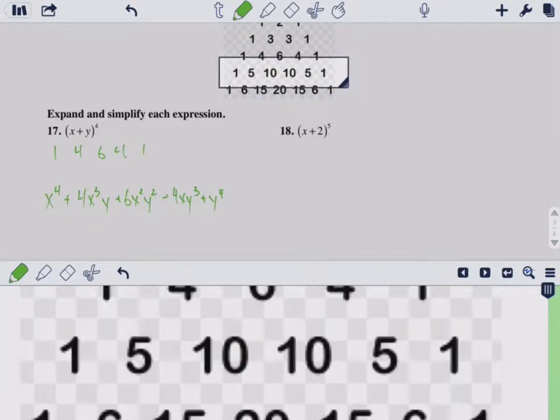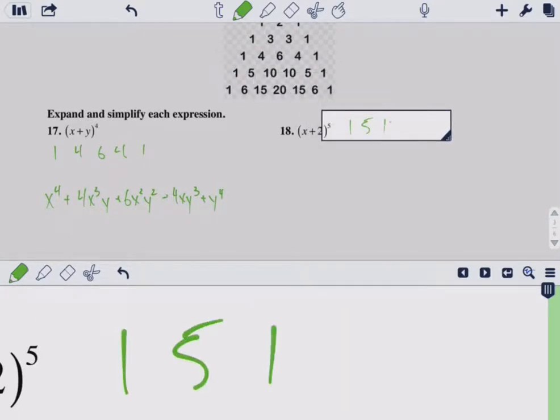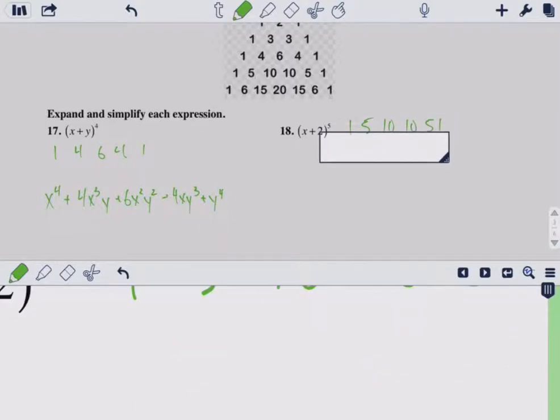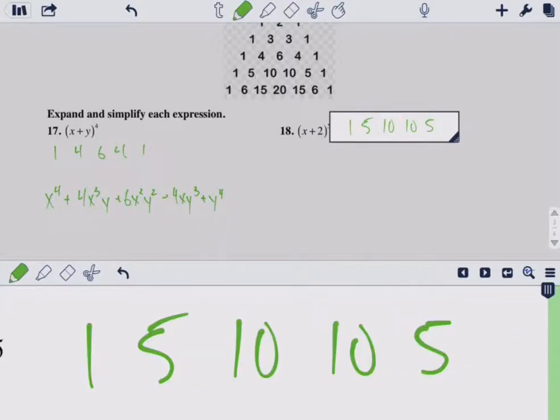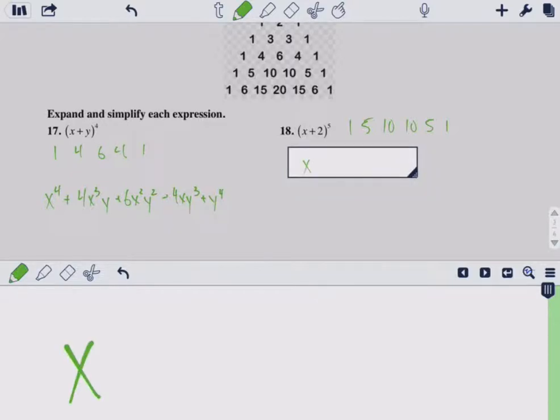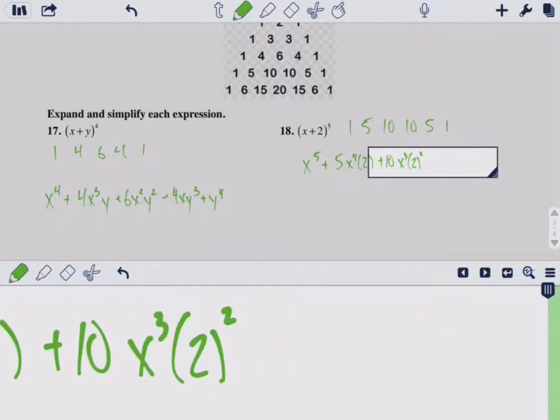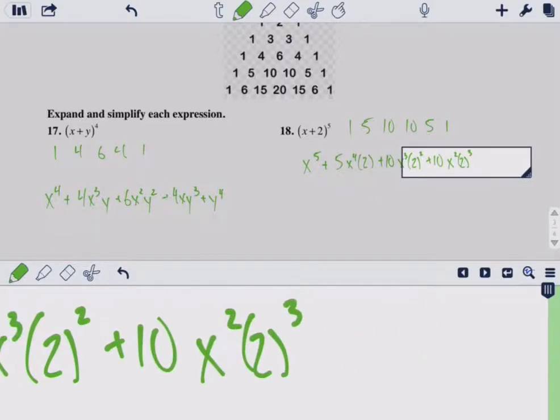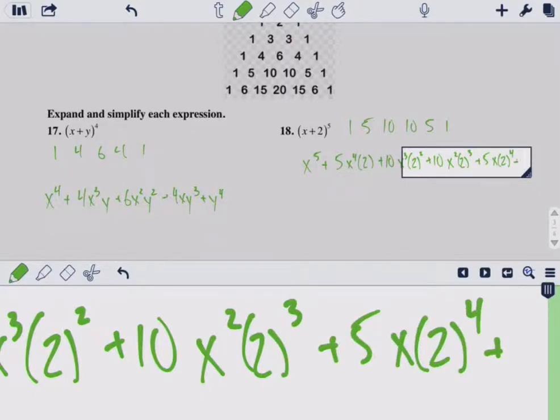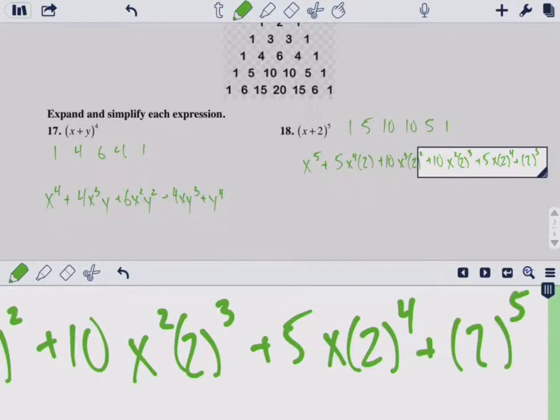Okay, fifth row makes it that one. 1, 5, 10, 10, 5, 1. Make that one a little bit further out. 1. So it makes it x to the fifth plus 5x to the fourth times 2 plus 10x cubed 2 squared plus 10x squared 2 cubed plus 5x 2 to the fourth plus 2 to the fifth.